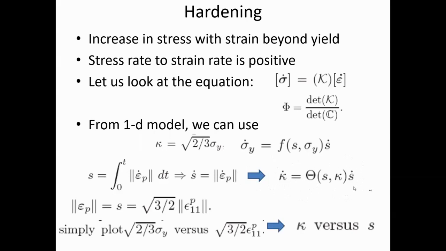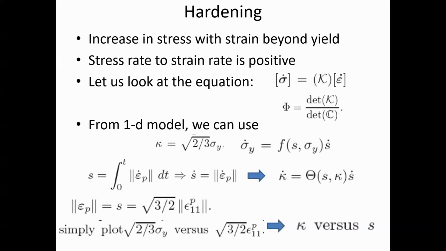Except that I need to be clear about how the translation has occurred from one dimension to three dimensions. For example, this same S would be nothing but root 3 by 2 of epsilon 11p. Similarly, kappa would be root of 2 by 3 sigma y. And if I plot this 2 by 3 sigma y versus root 3 by 2 epsilon 11p for a uniaxial, let's say, tension, I'll be able to find out how kappa varies with S. If this is clear to you, you know how to find out hardening of the material.